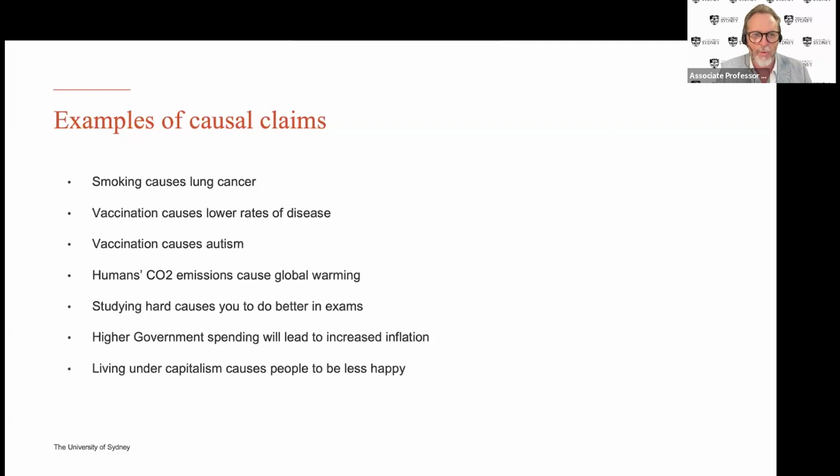Claims about health and well-being and medical treatment very frequently are causal claims. Smoking causes lung cancer. Lung cancer is something that we all want to avoid, so therefore we shouldn't smoke. Some of these claims are more political claims. They're claims in the broader domain of politics, where the suggestion is we might need to take action as a group in order to secure or to avoid a particular kind of outcome. So that's certainly the case in relation to claims about humans' carbon dioxide emissions causing global warming.